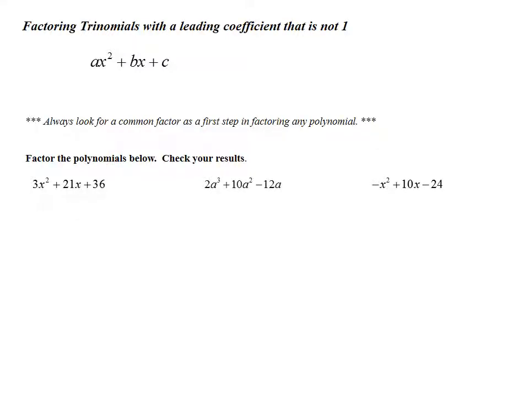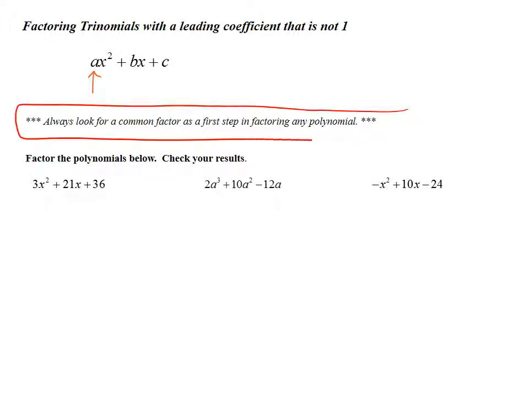Let's go the next step up. Let's say we don't have a leading coefficient that is 1. Let's say we have something significant out front here of the x squared. So instead of just an x squared, we've got a number in front of it. Well, the very first thing we want to look for is to see if that a is common.